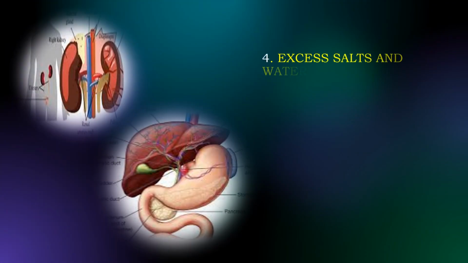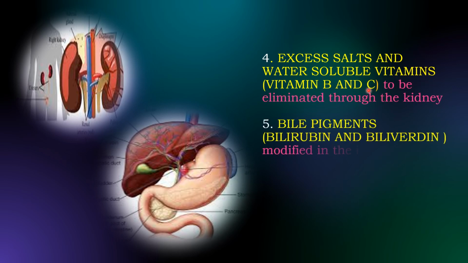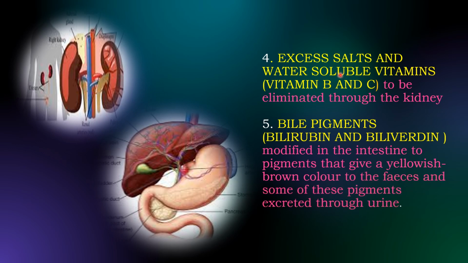The next one: excess salt and water-soluble vitamins, vitamin B and C, are to be eliminated through the kidney. Not only the nitrogenous waste, but these salts and vitamins are also eliminated through the kidney.